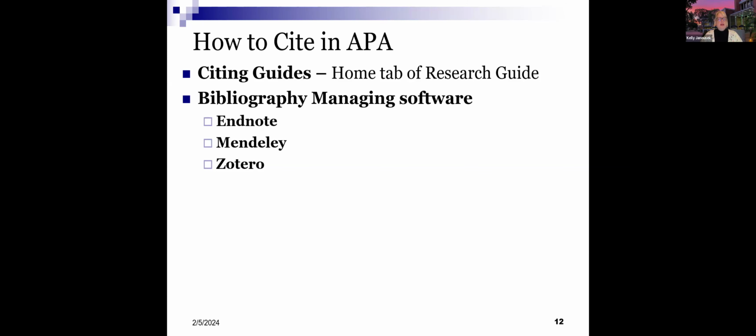There is bibliography managing software. One of the databases we have is EndNote, which is owned by one of our publishers. You can use that to download citations and to have them help you put the bibliography together, a proper citing. Mendeley and Zotero are free software that you attach to your web browser, Chrome or Microsoft Edge. They allow you then to gather information and keep it.